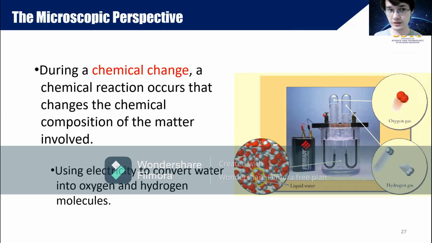In a chemical change, again, it changes the chemical composition. For example, if we apply electricity to water, it separates into oxygen and hydrogen molecules.